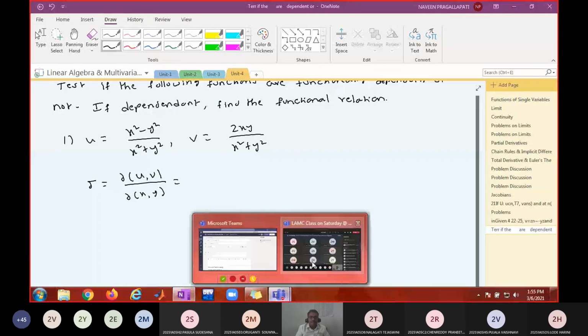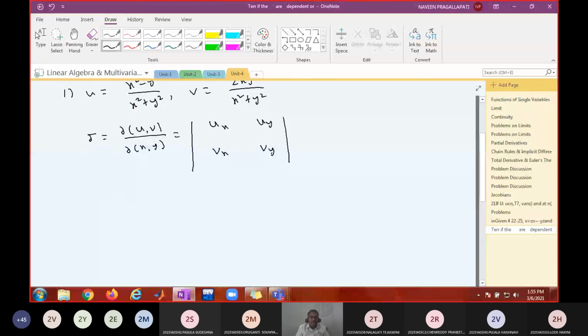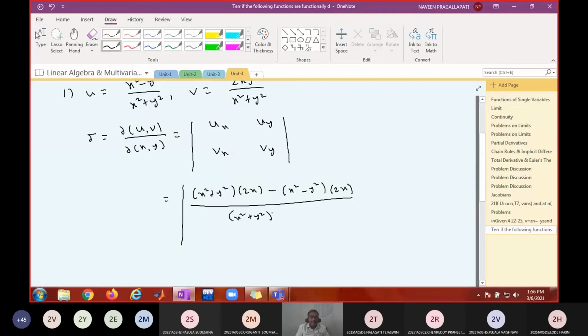Okay. So what is the derivative? Ux, Uy, Vx, Vy. Okay. So what is dou u by dou x? Please find out. Apply the u by v formula, the quotient rule. So that is (x square plus y square) into 2x, minus (x square minus y square) into 2x, by (x square plus y square) whole square.